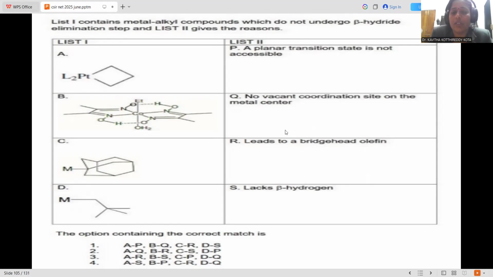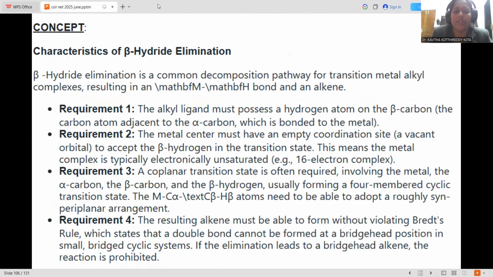List 2 has some reasons. Then what kind of match exactly goes with this information? For beta hydrogen elimination reaction, we need to identify. For that purpose, we have a detailed explanation over there. Characteristic of beta hydride elimination: beta hydride elimination is a common decomposition process in the transition metal complexes. After the beta elimination process, the formation of alkene is possible. Alkene will be the final product over there. Requirement 1.